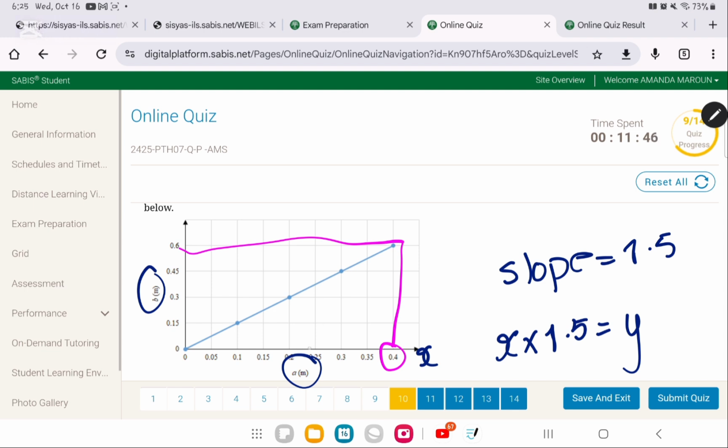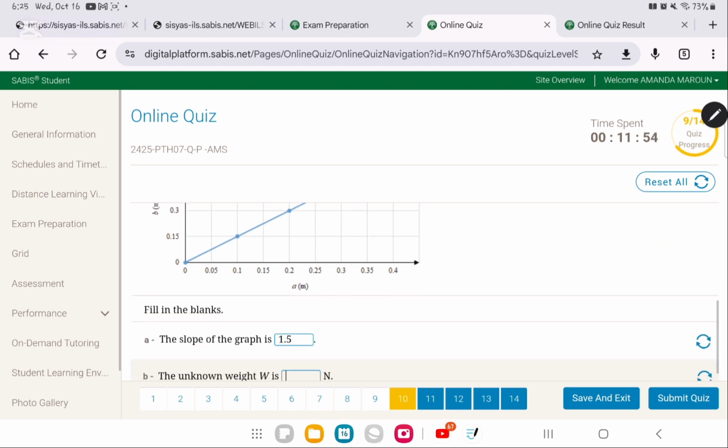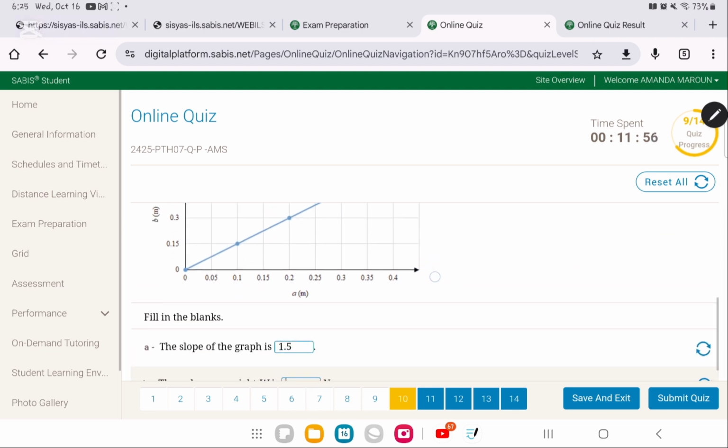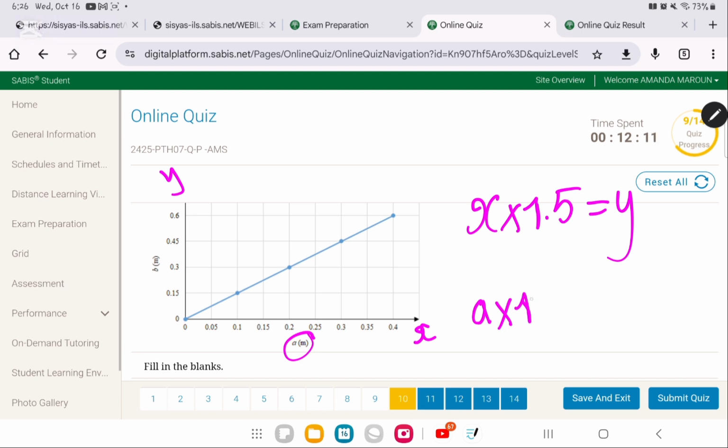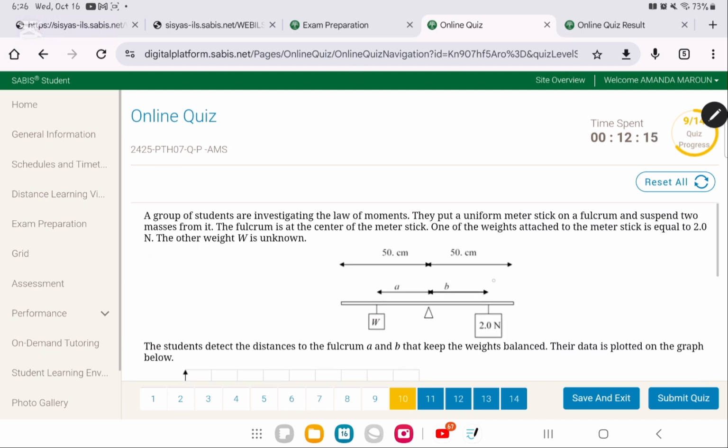Then 0.25, it's not an exact value. 0.2 times 1.5 gives us 0.3. Okay? So now they're asking us for the unknown weight W. Anyways, I forgot to mention that we can make it a rule. If this is x and this is y, we said that x multiplied by 1.5 is equal to y. So then we can say that A times 1.5 is equal to B. So if we go up, we can substitute B by A times 1.5.